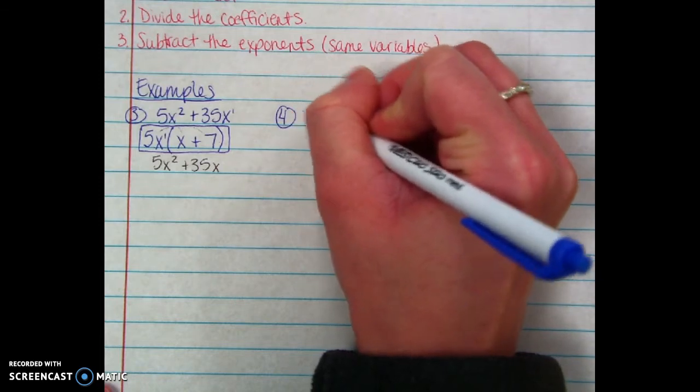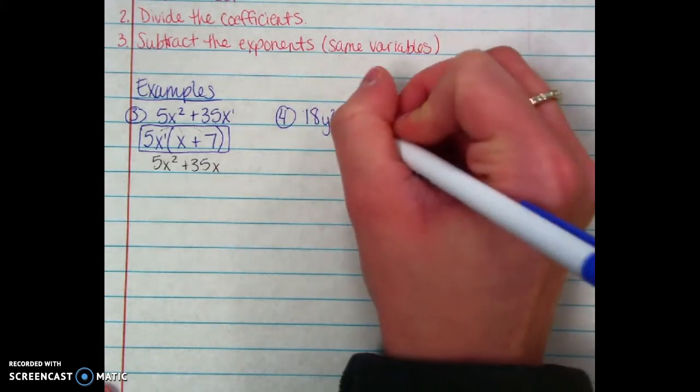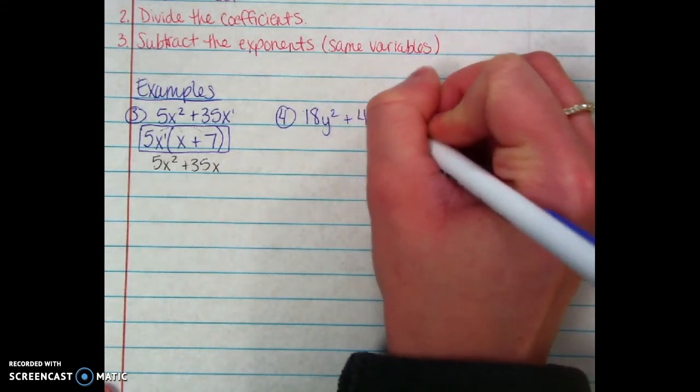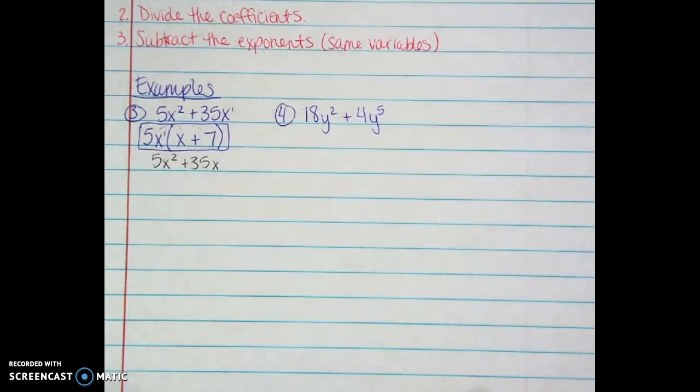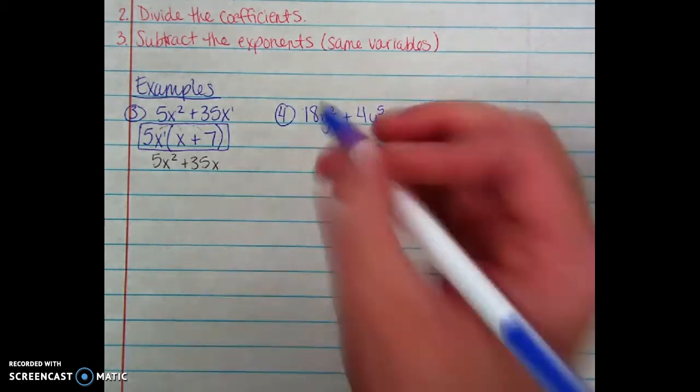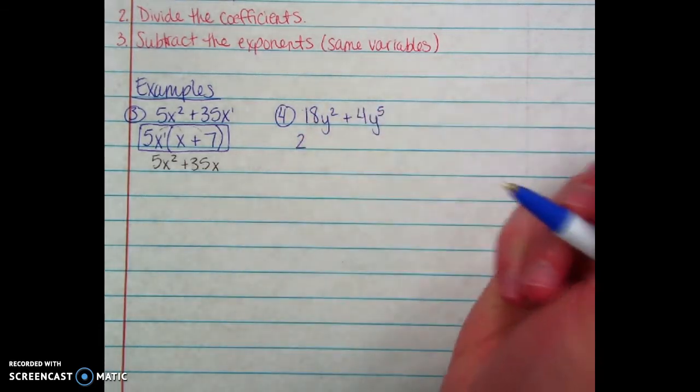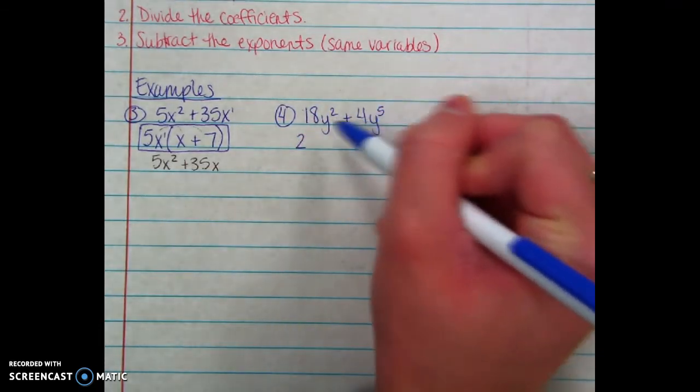This is 18y squared plus 4y to the 5th. Now 4 does not go into 18, so it has to be a number smaller than 4. It's not going to be 3 because 3 doesn't go into 4, but 2 does. So 2 would be part of the GCF. And again, if you wanted to write out a factor tree, you can do that as well. But 2 is part of the GCF. The other part is y squared.